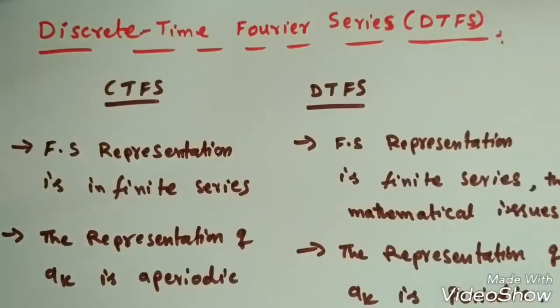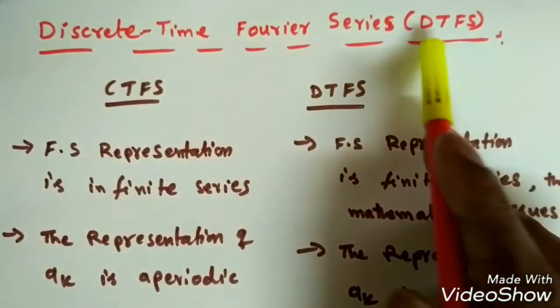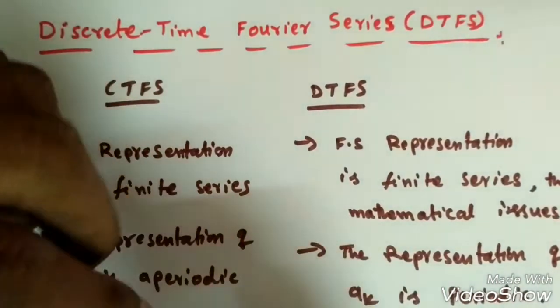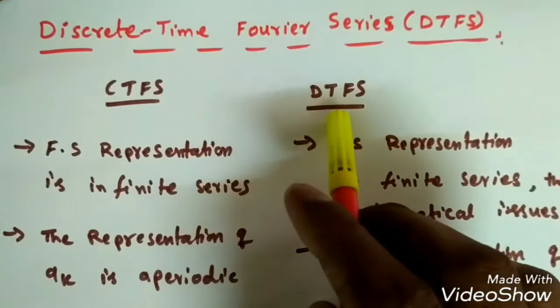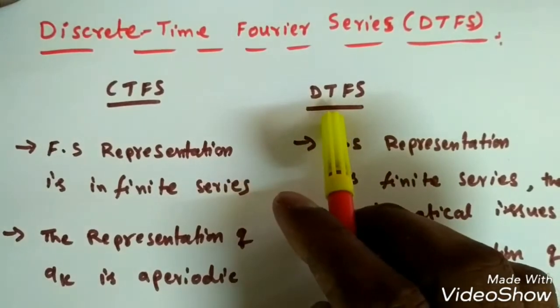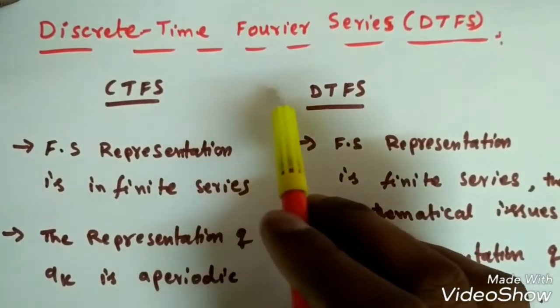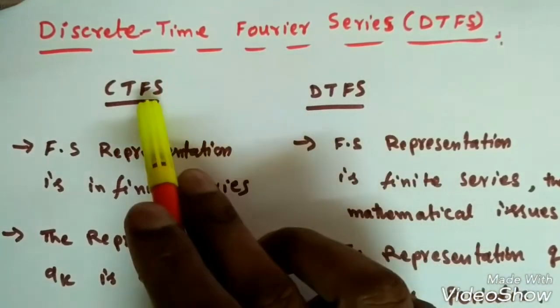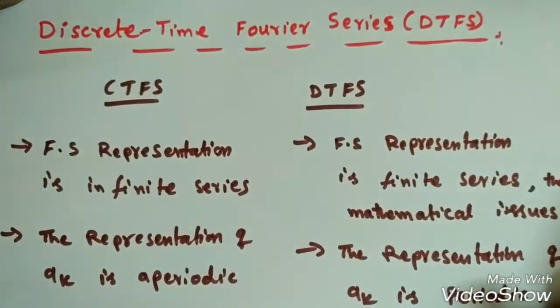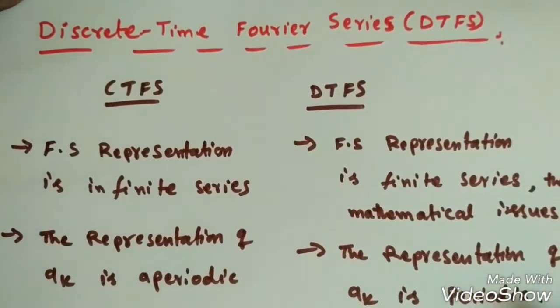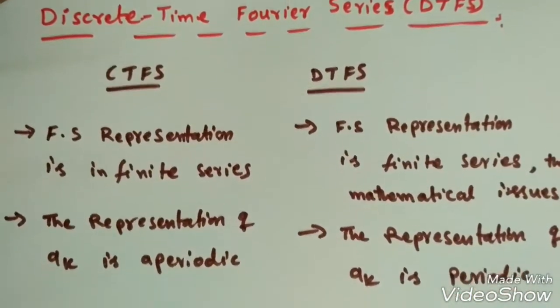Now we will discuss the discrete time Fourier series, that is DTFS. First we will see what the major differences are between a continuous time Fourier series and a discrete time Fourier series. Remember, only one or two minor changes are there between the continuous Fourier series and the discrete time Fourier series. Everything else is the same, including the properties. So what are those major differences?